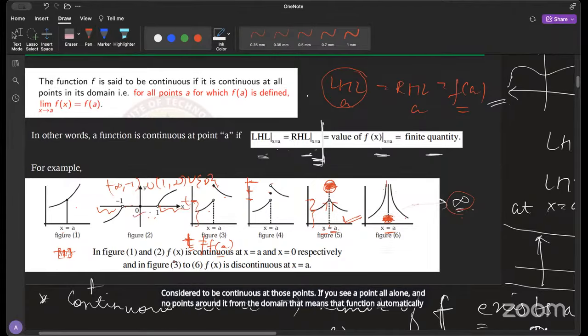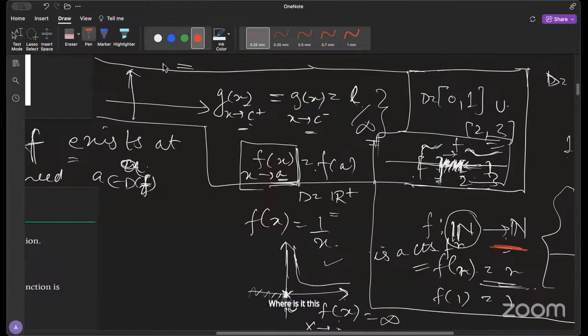That's what we were discussing in this example. Where is it? This one. This particular example, where because of all the natural numbers, you have one natural number here, then another natural number here. So you will find one interval around 1 that contains 1, where there is no point from the domain. That means this point is all alone. It's called an isolated point. At such points, the function is always considered to be a continuous function. Is that okay?